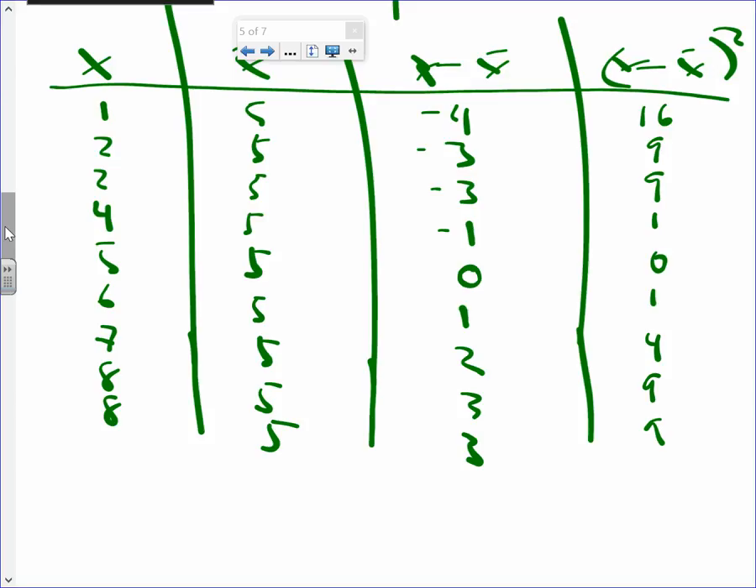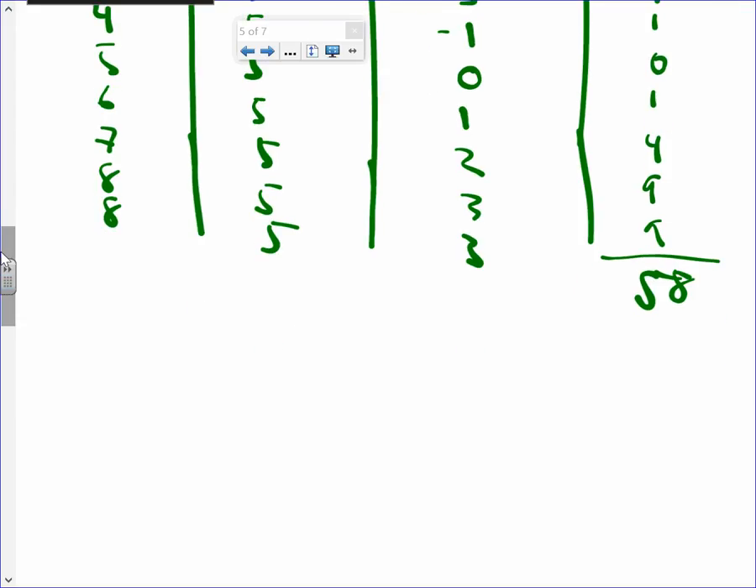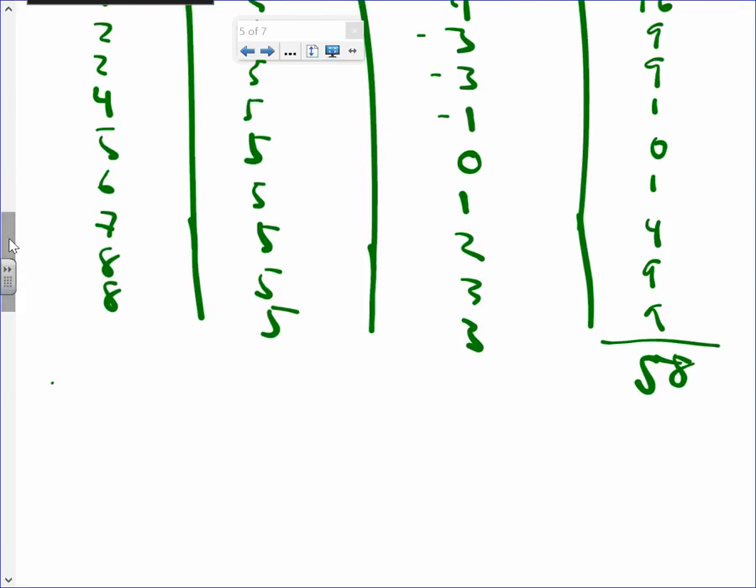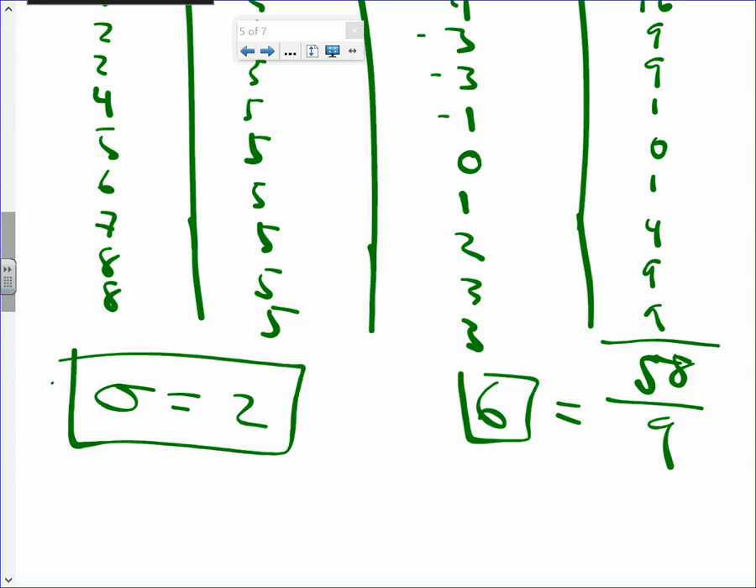Here we go. 16 plus 9, that's 25, plus 9, plus 1, plus 9. I got 58. Divide that by 9. The variance is 6. So the standard deviation, sigma, is the square root of 6, huh? 2.4, so I'm going to say 2. So far, so good.